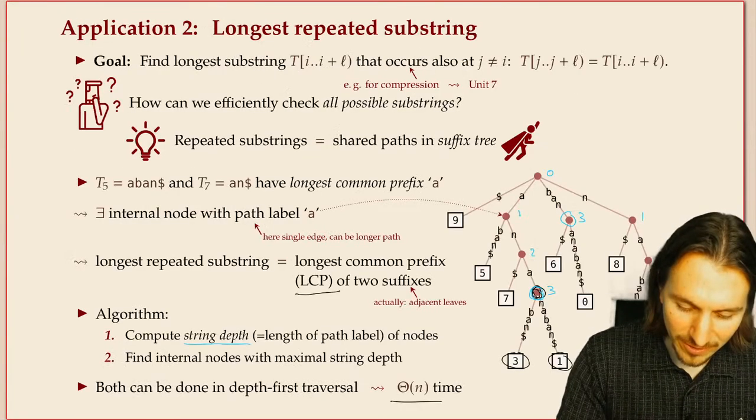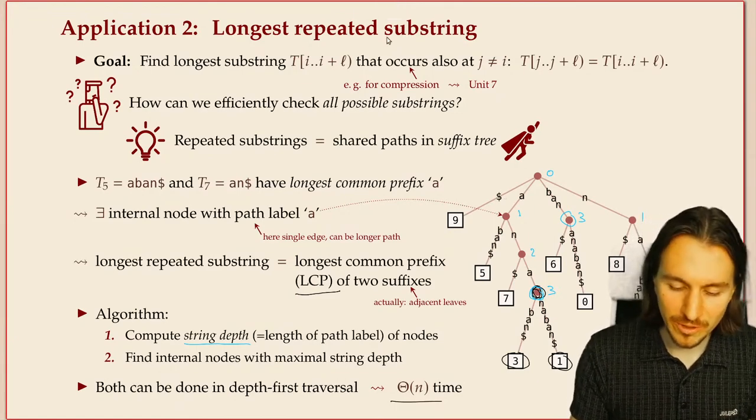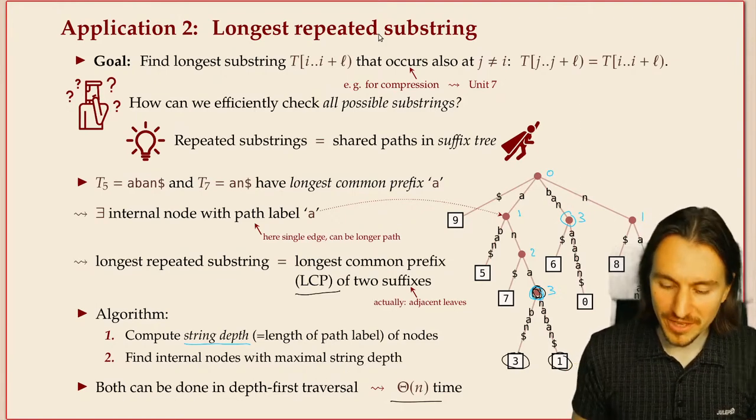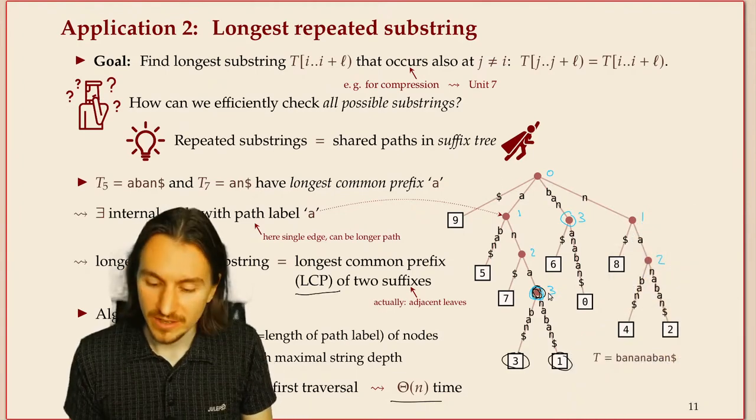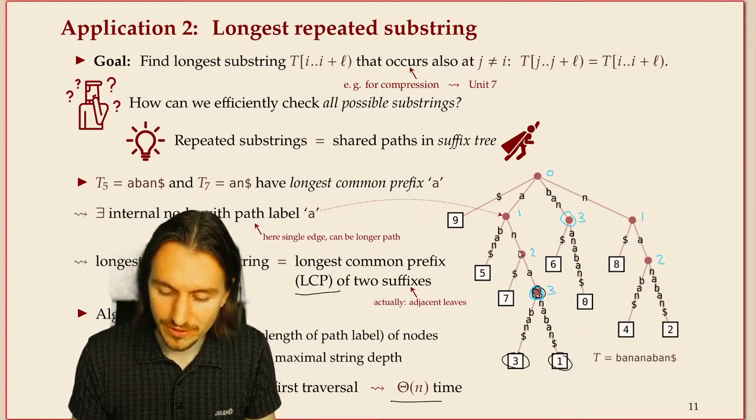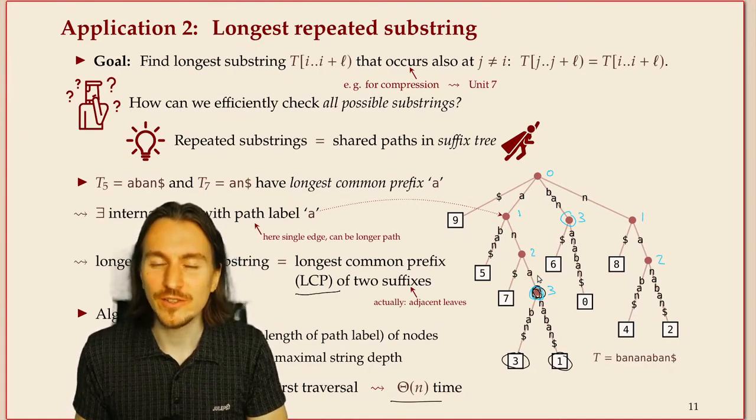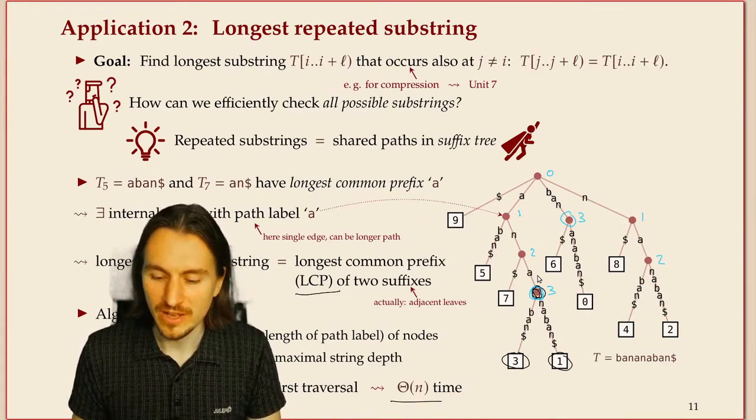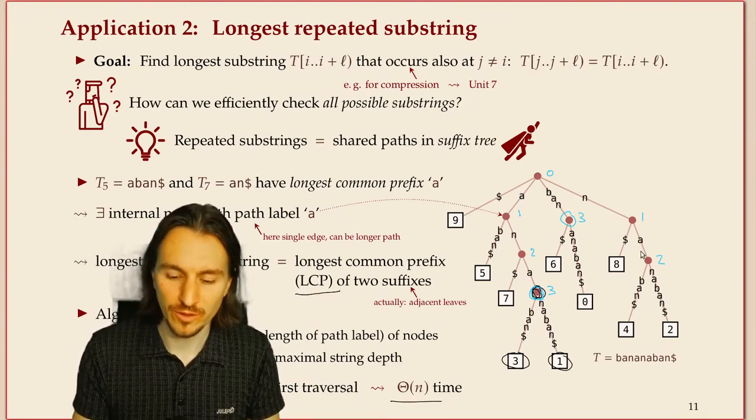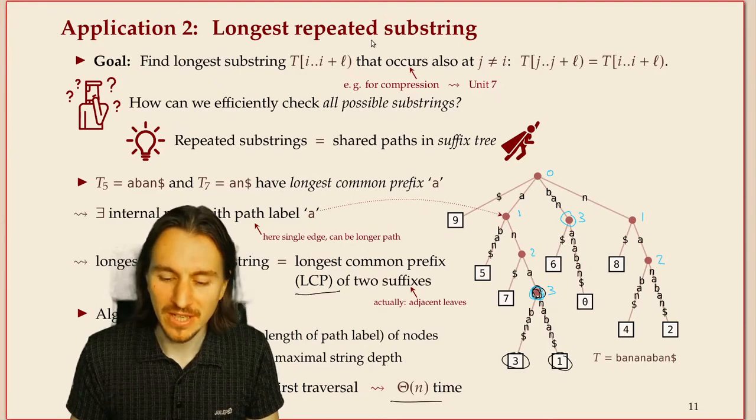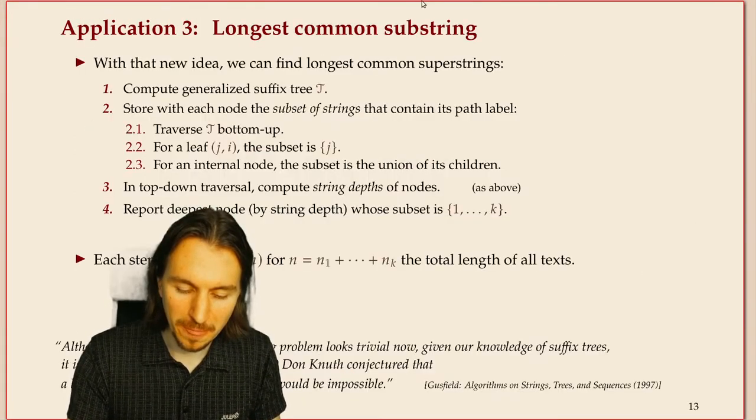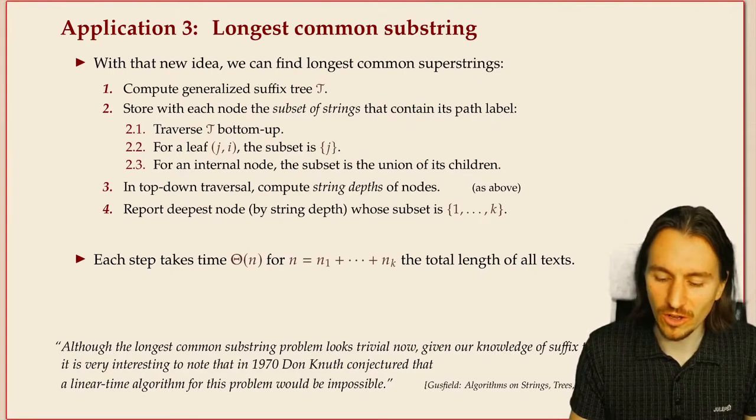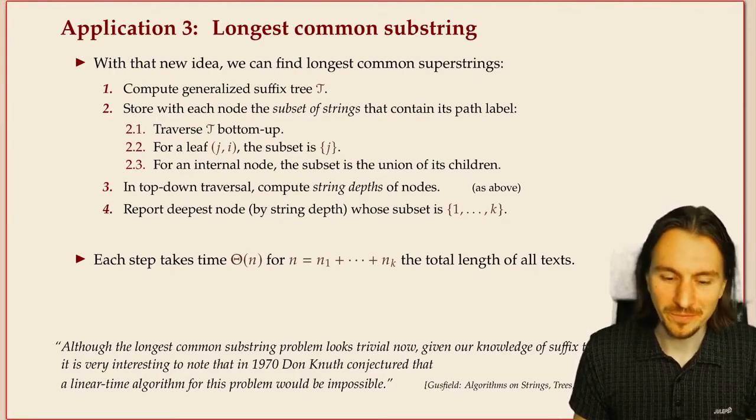Maybe let me go back very briefly to this one. What we did here is we asked for the longest repeated substring. We asked for any string that occurs at least twice. For that, because we use a compact tree, any internal node will have at least two different leaf descendants. And so any internal node was fine for getting a repeated substring. Now, in this new problem of the longest common substring, this is not enough. We want this substring to occur in all of the strings. So we have to work a little extra for that.